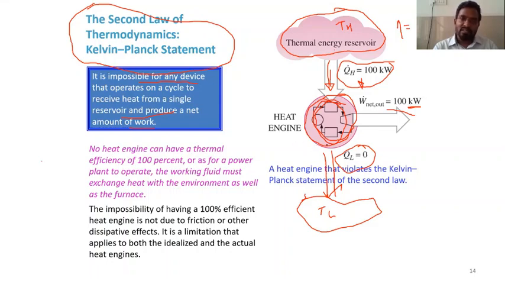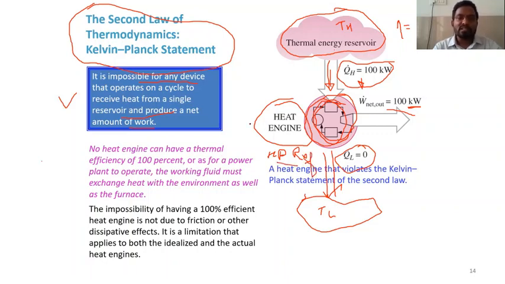And if some device does that, then that is going to violate the Kelvin Planck statement, and that is not going to be possible at all. So this is the first statement of the second law, that is called the Kelvin Planck statement. This statement is based on heat engine. Now we are going to talk about the second statement also, that is going to be based on either heat pump or refrigerator. So we'll be talking about that in upcoming slides.